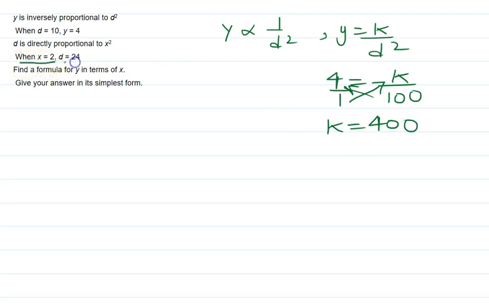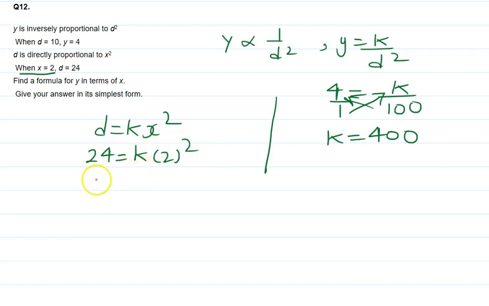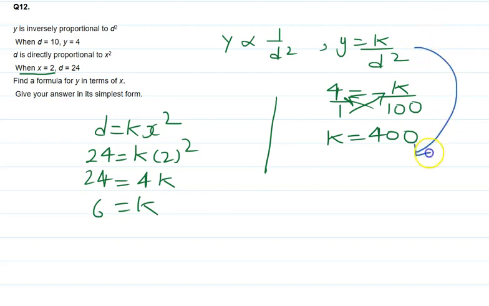Now you need to find y when x is 2. k is 400, right? Now, d is directly proportional to x square. So let's write it down here. d is directly proportional to x square, so it will be d equals kx square. Now d is given as 24 and x is 2, so x square is 2 square. Here we got 24 equals 4k, and if you divide by 4, you get 6 equals k.